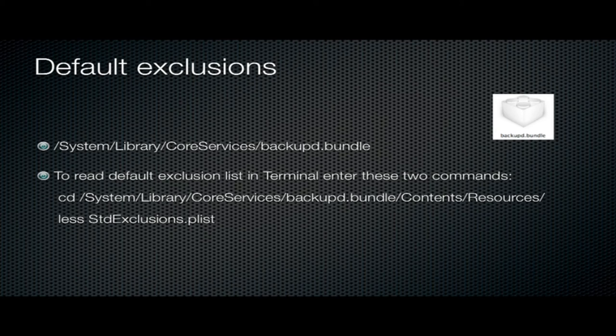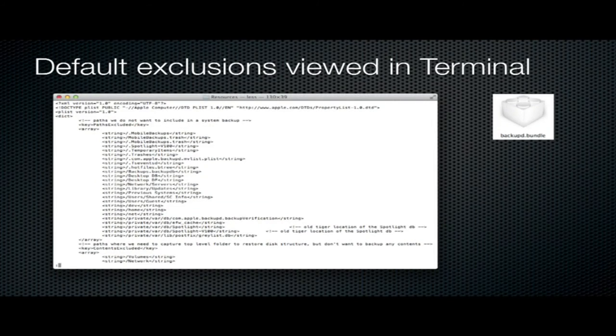These default exclusions do not appear in the Time Machine preferences window. To see a list of these exclusions, enter the following two commands: cd /System/Library/CoreServices/backupd.bundle/Contents/Resources, then followed by the second command of less StdExclusions.plist. You can see that there is a fair amount of files and folders that are excluded here by default.